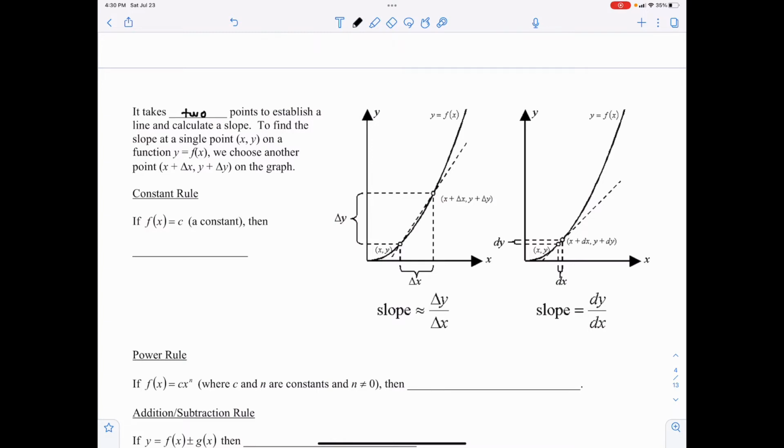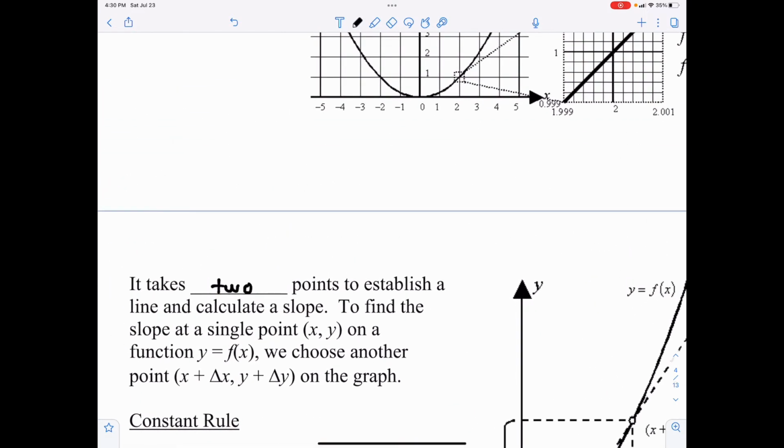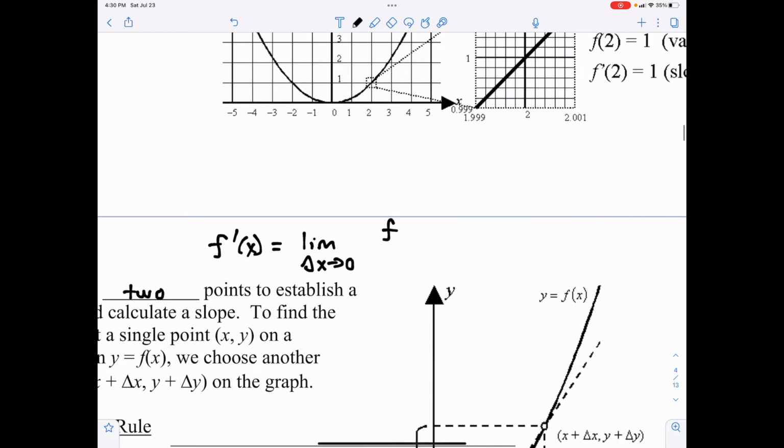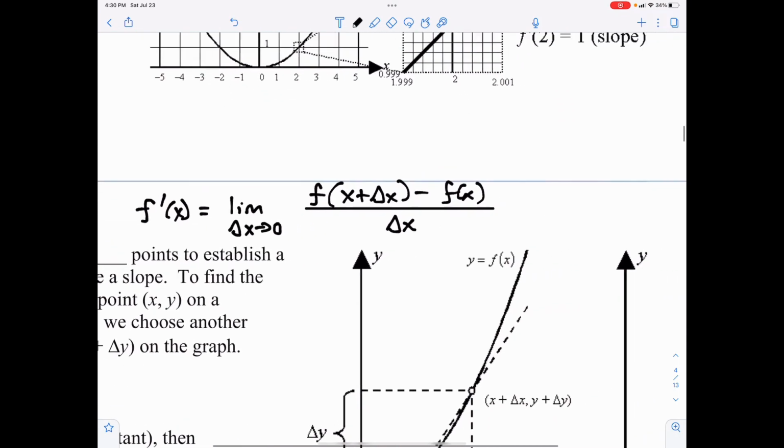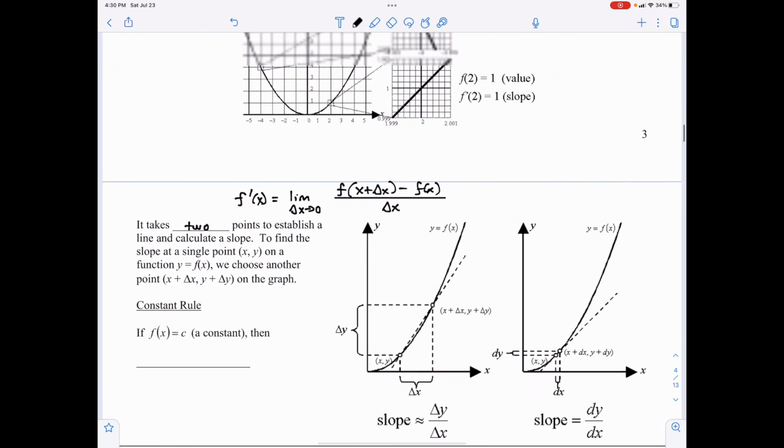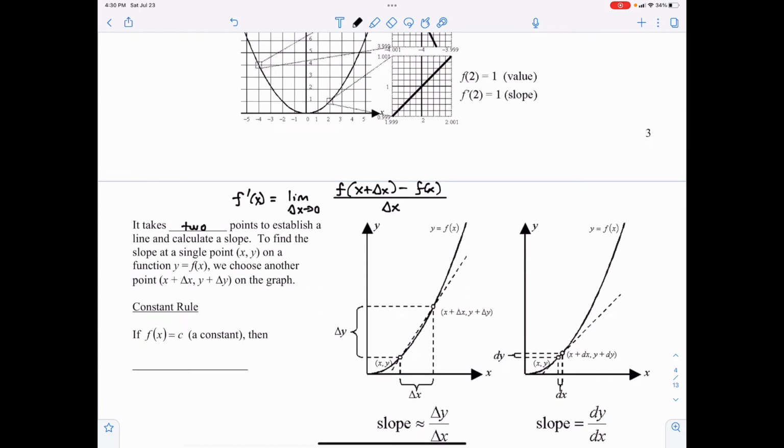Now, in an actual calculus class, we define the derivative of any function of x as the limit, as delta x goes to 0, of f of x plus delta x minus f of x, all over delta x. This is known as the difference quotient. Now, in a physics class, we don't really need to use this. We will instead employ many calculus shortcuts along the way. So let me show you what they are.